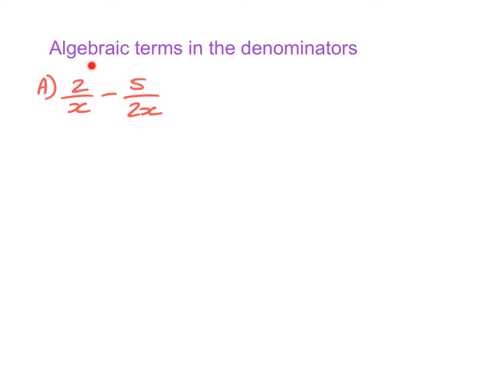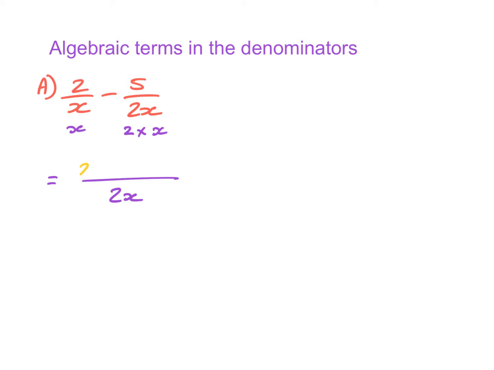Alright, well now let's look at algebraic terms in the denominator, so these guys over here. Now just a quick reminder that x can obviously be written as x, and 2x can be written as 2 multiplied by x. So with that in mind, our common denominator is actually going to be 2x. So we say to ourselves, how many times can x go into 2x? Well, it goes in twice.